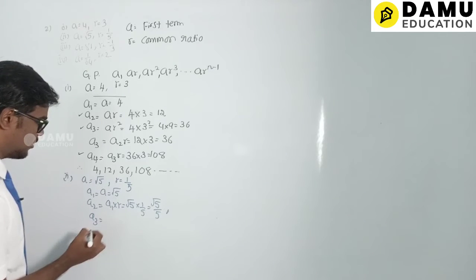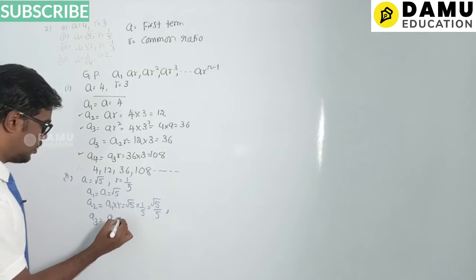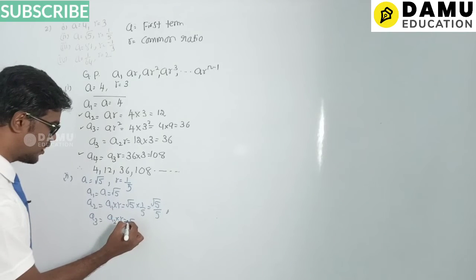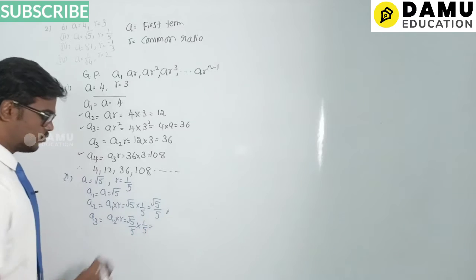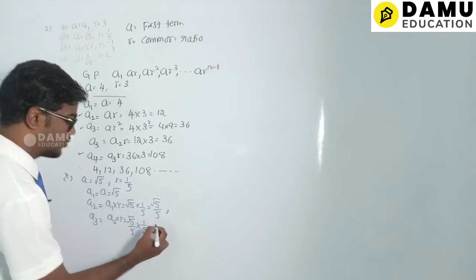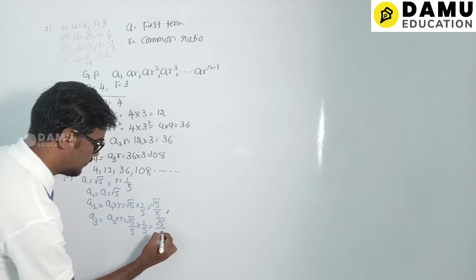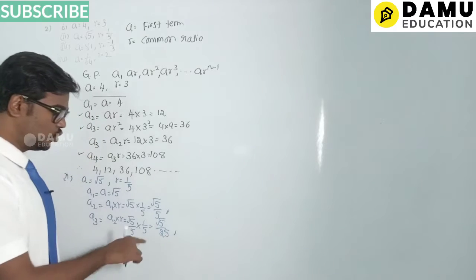Then A3 will be equal to A2 into R, that is square root of 5 by 5 into R, which is 1 by 5. So what is the value here? Square root of 5 by 5 times 5 is 25. Can you do anything here?